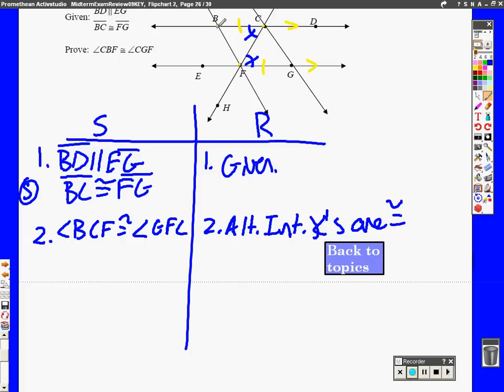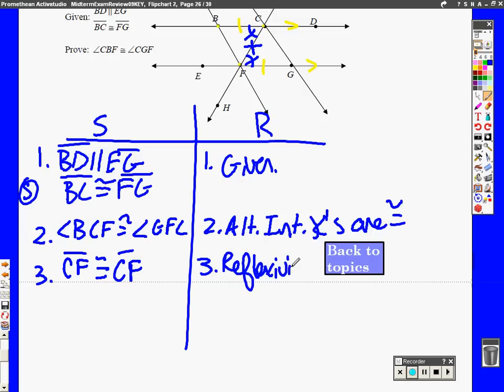You can also see that this triangle shares a side with this triangle, which is side CF. So side CF is congruent to itself in both triangles, which is the reflexive property. All right, now I have a side, I have an angle, and I have another side that is congruent. So the two triangles are congruent by side, angle, side.